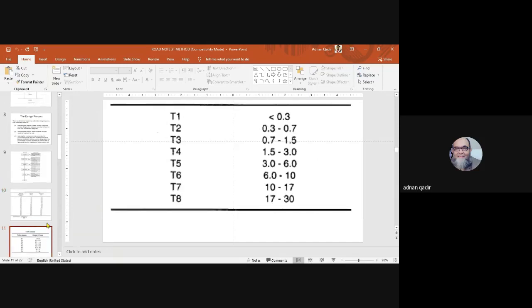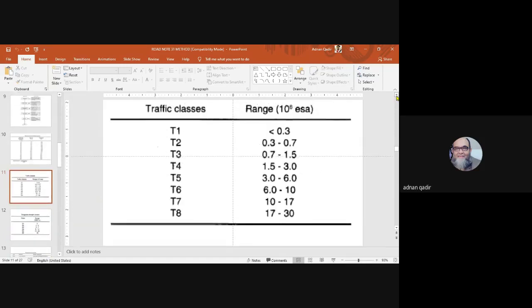Now, 8 categories have been defined by the Road Note 31 method. If your ESALs are less than 0.3 million, you say this is T1. If it is between 3 to 6, T5. What would happen if it is 3? Actually, if it is 3, then you will categorize this as a T5, not T4. And from 17 to 30, this is the T8 category, so the highest category of traffic.